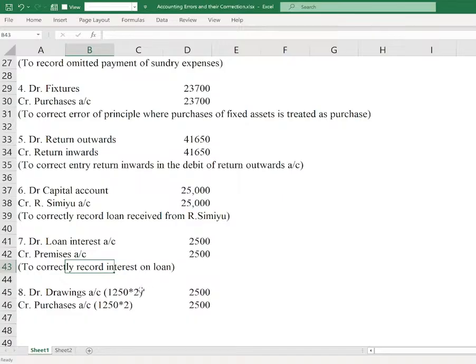So we are going to debit the drawing account, which is 1,250, and then we credit the purchase account, which had been debited with the same amount. But remember, we have two transactions taking place.